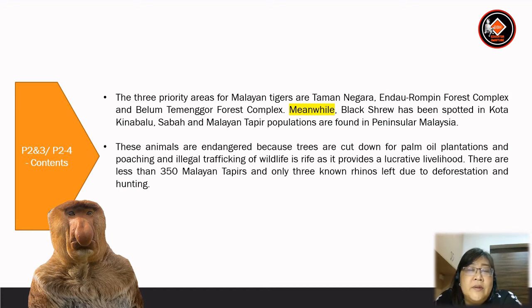Another example, these animals are endangered because trees are cut down for palm oil plantations and poaching and illegal trafficking of wildlife is rife as it provides a lucrative livelihood. There are less than 350 Malayan tapirs and only 3 known rhinos left due to deforestation and hunting.